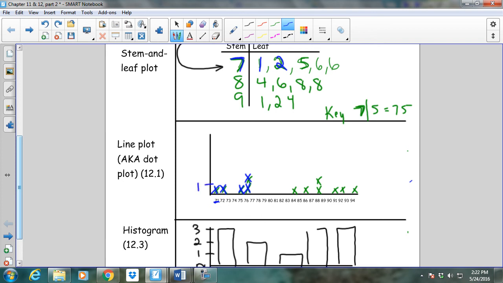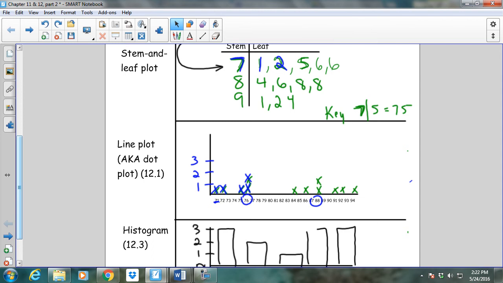You'll also see these numbers over here, so you can tell how often they occurred. This is a good way to figure out the mode, right? Which numbers occurred most often in this situation. 76 occurred twice. 88 occurred twice. So 76 and 88 are your mode.